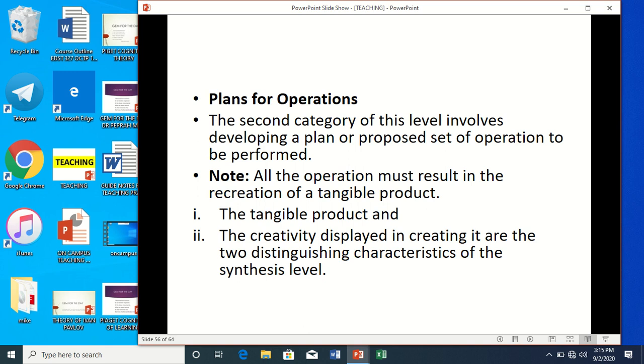The second category involves developing a plan or proposed set of operations to be performed. All the operations must result in the recreation of a tangible product. Tangible product, and then the creativity displayed in creating it, are two distinguishing characteristics of the synthesis level.